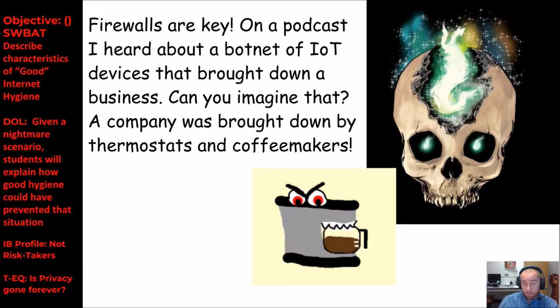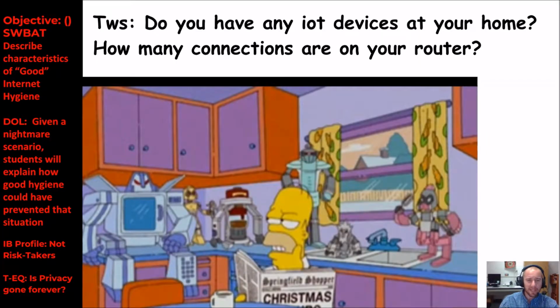Now, firewalls are really important, and a lot of people are not even aware that they have a firewall on their router. Sometimes the ISP or the internet provider that you have will just have this built-in firewall that you don't even know of. But I recently heard on a podcast that a person who doesn't have a firewall may be unaware that something like their IoT devices are being used in a nefarious way. So there was this situation where a company was brought down by IoT thermostats and coffee makers. Like, can you imagine that? And if you don't know what IoT means, it stands for Internet of Things. So these are common household things that are connected to the internet for your convenience.